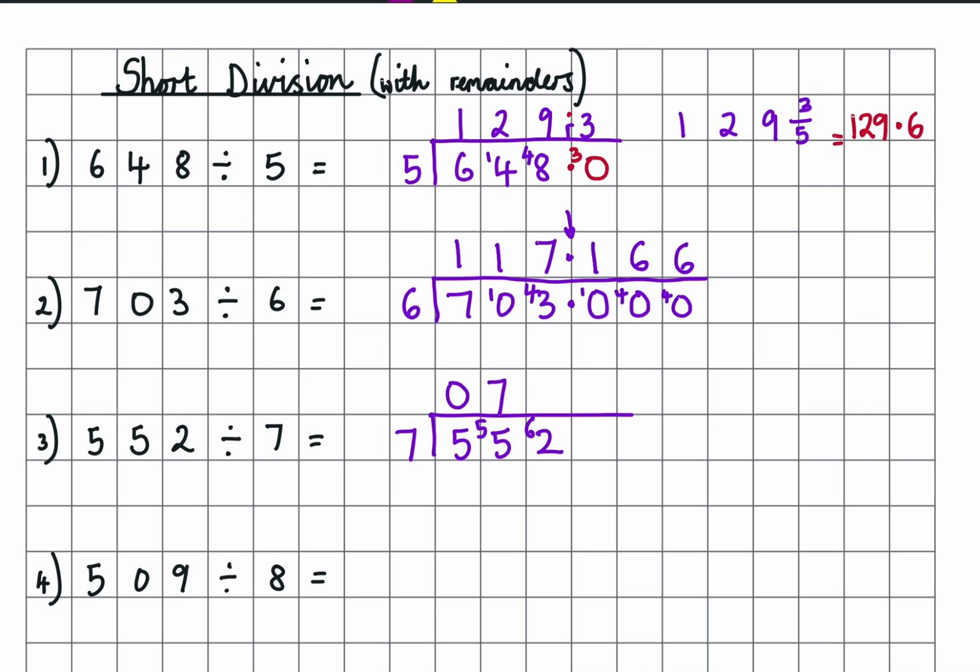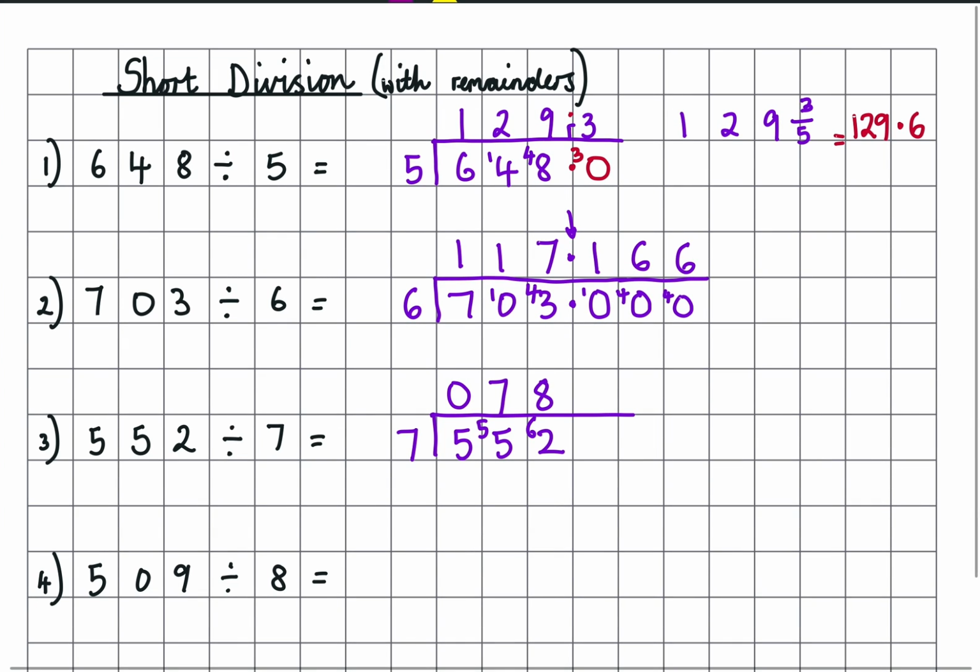So 7 into 62. Now, 7 times 9 is 63, so 9 is going to be too much. So 7 times 8 is 56. How many do I have left over? I have 6 left over. So what I'm going to do now is put the decimal point here. The decimal point here was 0. The 6 left over I have goes there.